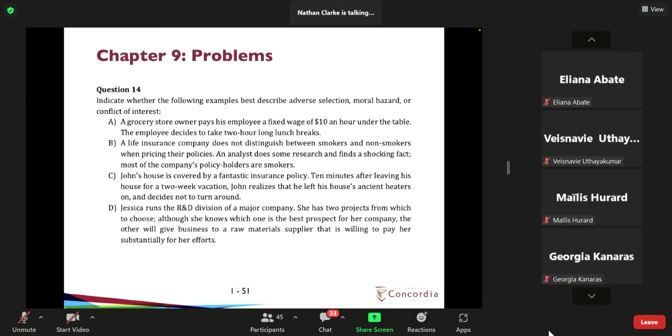So we'll go one at a time and just indicate if it's moral hazard, adverse selection, or conflict of interest. So part A: a grocery store pays his employee a fixed wage rate of 10 under the table. The employee decides to take 2-hour-long lunch breaks. So what is the form of asymmetric information here? What is it?